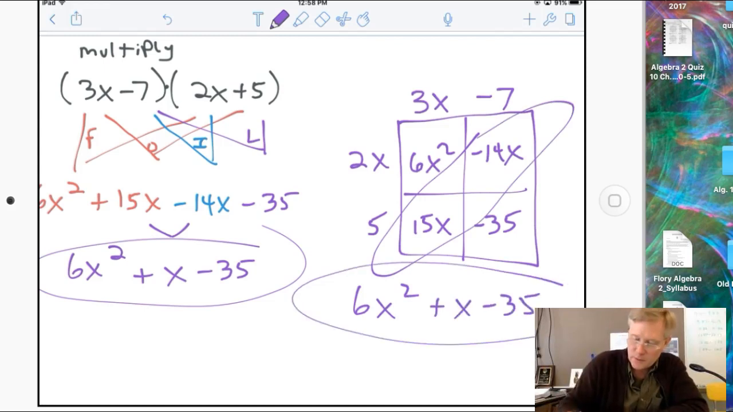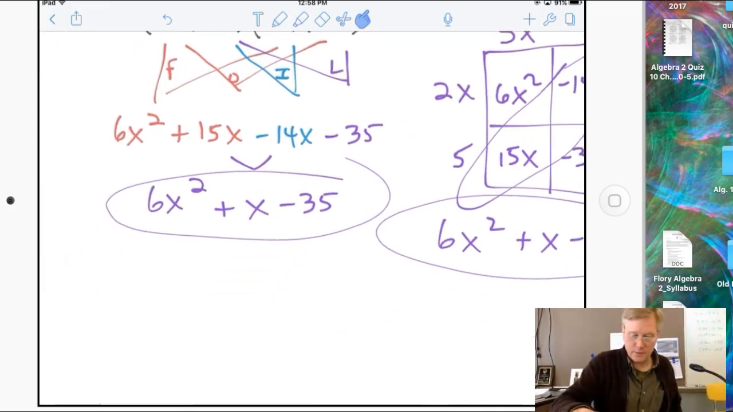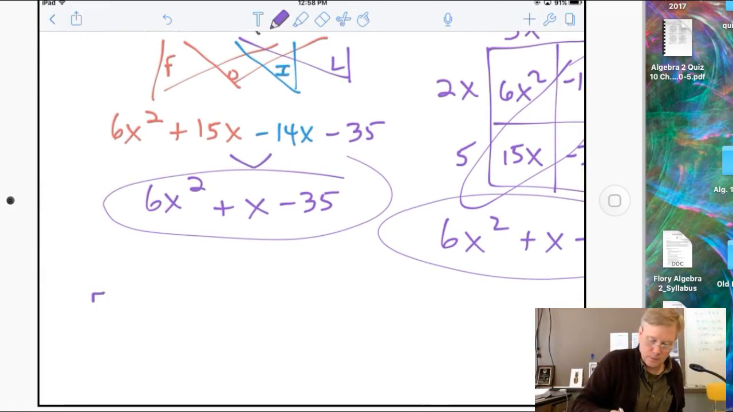Notice you get the same answer either way. Whichever way you're good at, that's the way you should do it. Okay. All right, so that's number 6. Number 7 is this, 3x plus 2 squared.